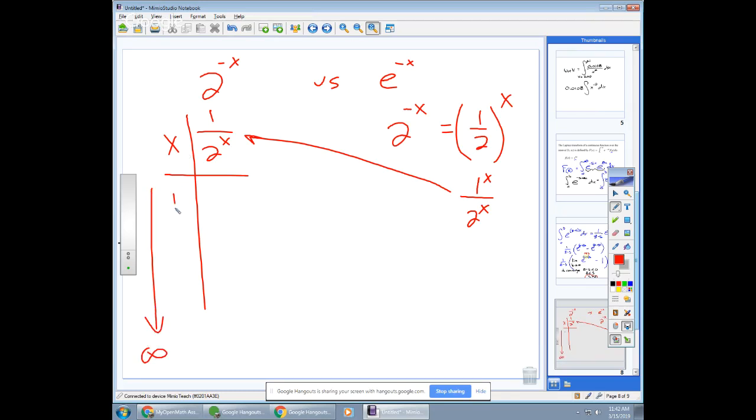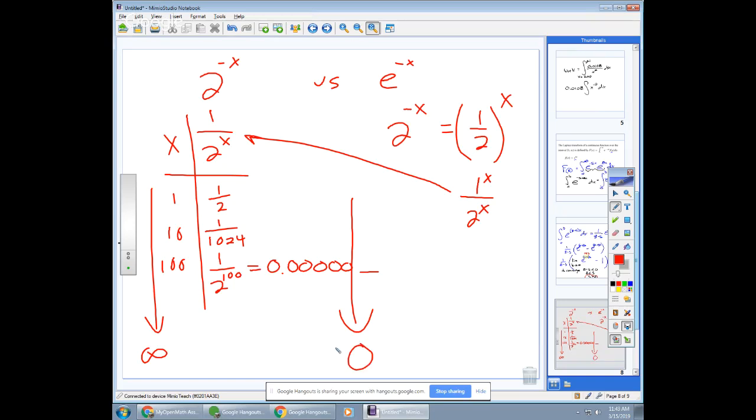So if I plug in, say, 1 and then 10 and then 100, what's going to happen? Well, if I plug in 1, I get a half. If I plug in 10, I get 1 over 1024. If I plug in 100, I don't know what that is, 1/2 to the 100, which is a huge number in the denominator, something like 0.00000 whatever. So as x goes to infinity, this is going to 0. So as long as I can guarantee that the exponent is negative for e, as x increases, the exponential is going to go to 0.